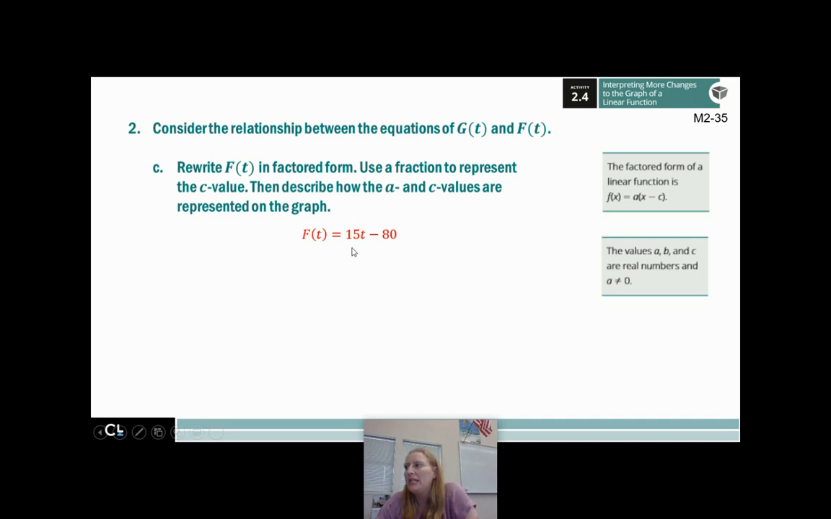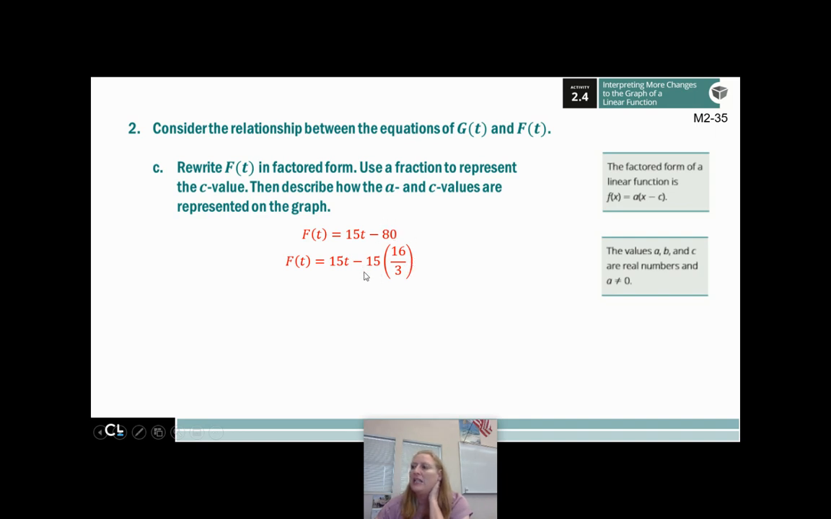All right, so we're gonna rewrite our lovely little guy here in factored form. This front part is easy because I can just rewrite that as 15 times t, no big deal. It's rewriting the back part as 15 times something that made it a little harder. So I had to use my calculator to help me out a little bit, and I did 80 divided by 15. But I got a decimal, and then I had to turn it into a fraction because it said to use a fraction to represent the c value. So I did that, and I got 16/3.